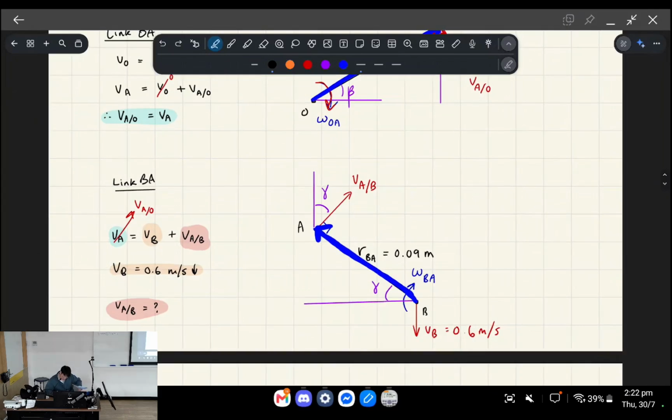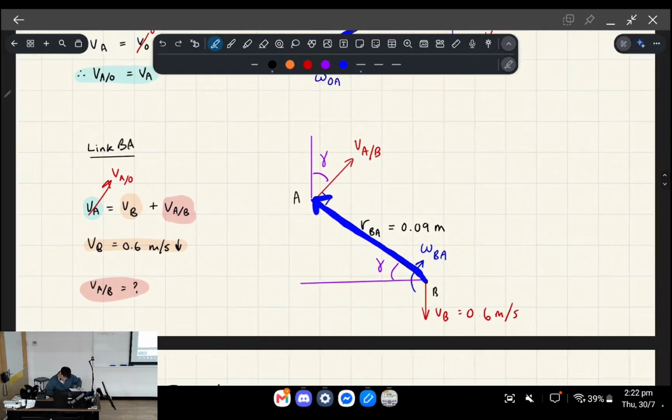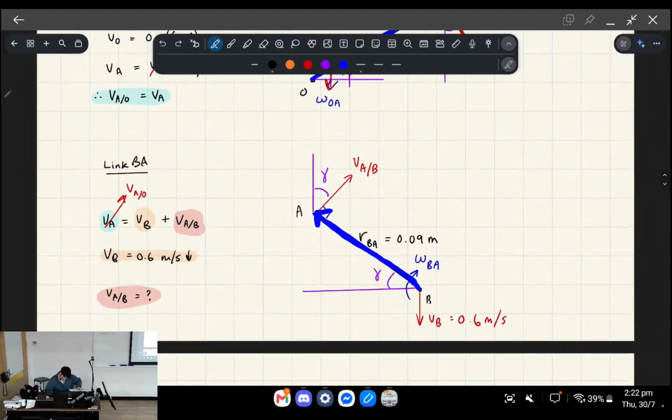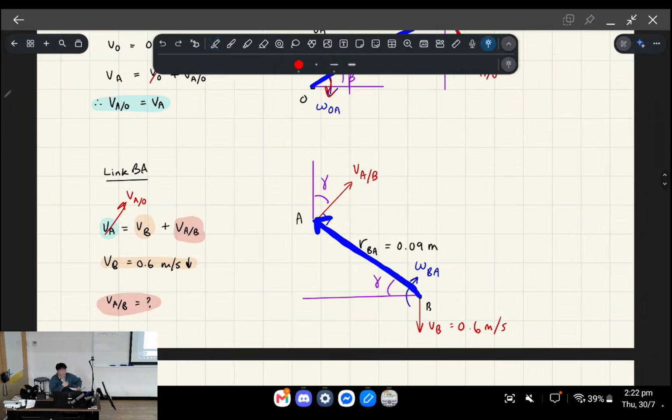If you set it up the way that I've drawn it, you'll know that link BA is in general plane motion. It's moving, and then there's this rotation component. So if you imagine that this isn't moving for a second, this is the still part, and it's going to be spinning that way, and then you're adding on the translation as well.